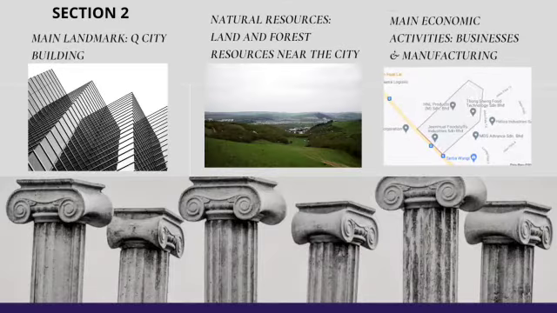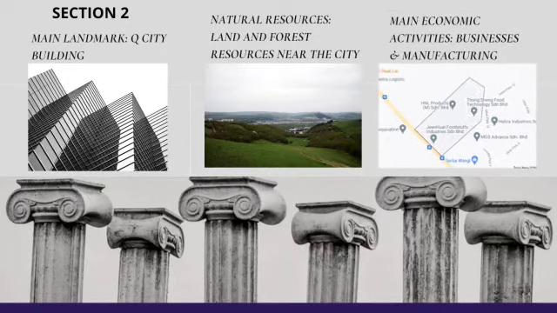In section 2, I will explain the name of the city based on the concentric zone model. I will tell you about the landmark, main natural resources and economic sector in the city. My city name is Q City. The main landmark is the Q City building, because if someone knows about the Q City building, then they will know other places in my city.